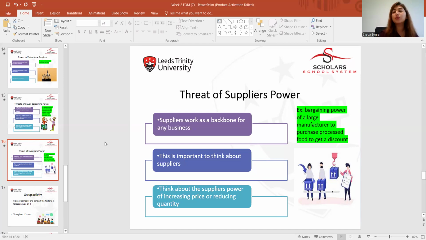And it's always good to build a good relationship with the supplier because at the end of the day, that is basically the backbone of a business.